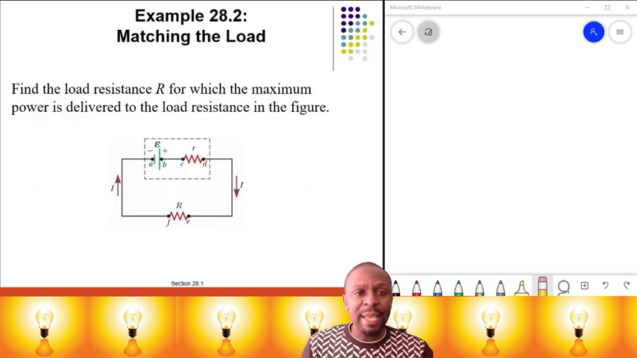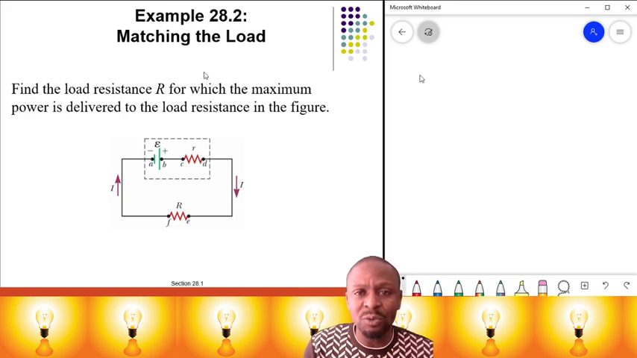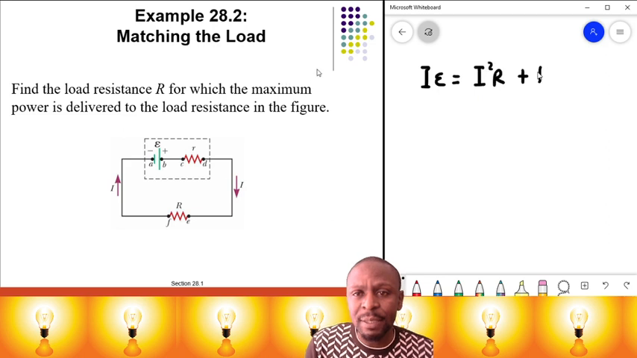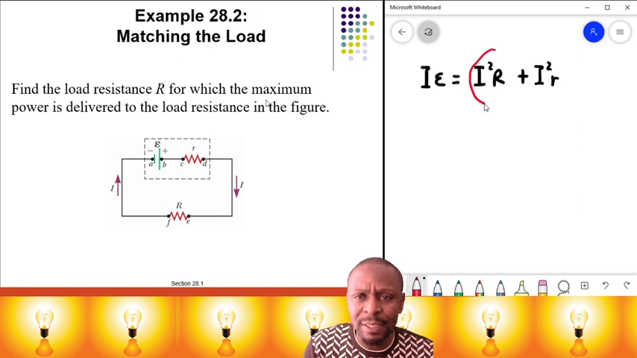Right. Now find the load resistance R for which the maximum power is delivered to the load resistor in the figure. For us to solve this, we just have to go back and write the total power. The total power is given by I times E, which is nothing else but the power delivered to the load plus the power delivered to the internal resistance. But we know what I is. Now the question is asking us about the power delivered to the load.